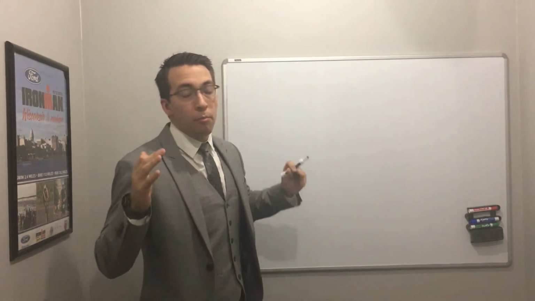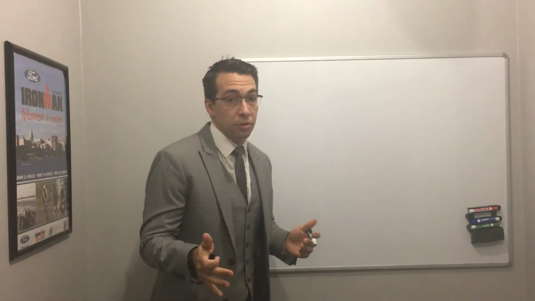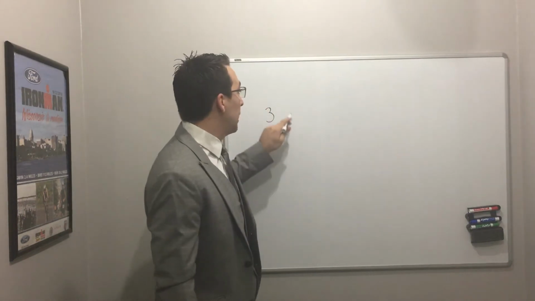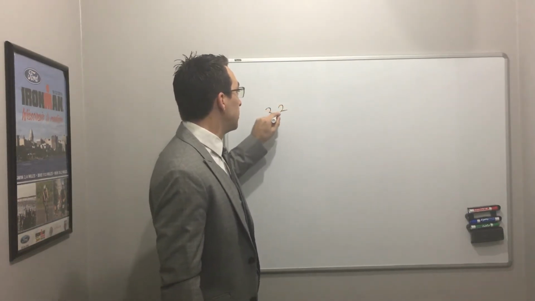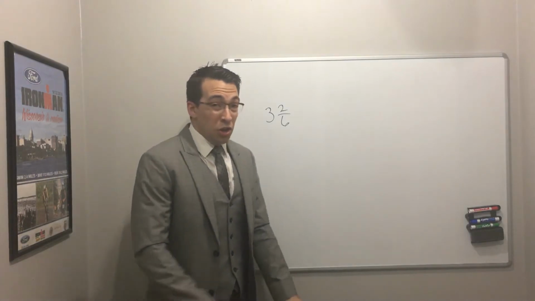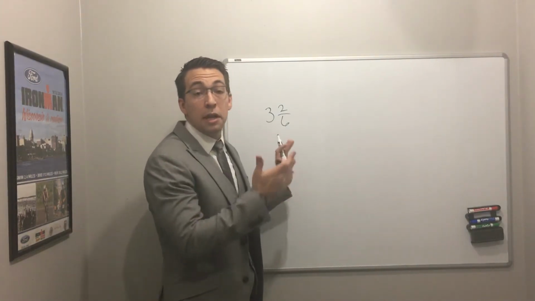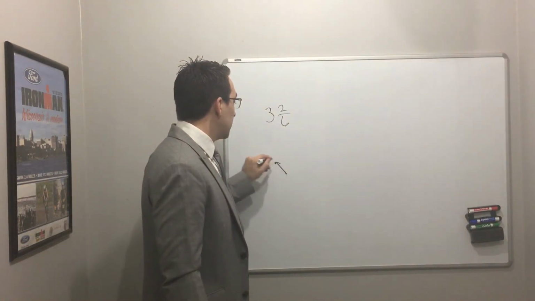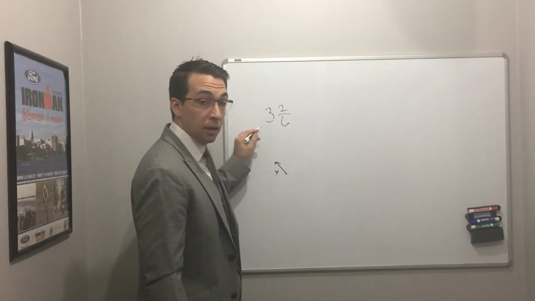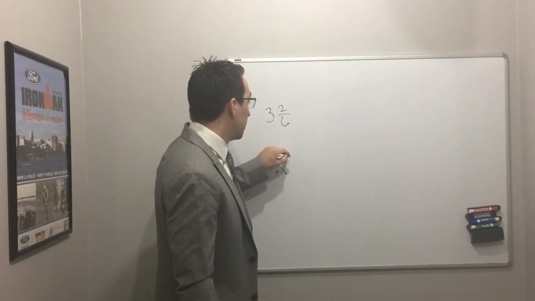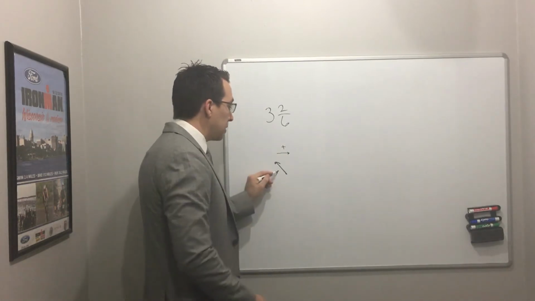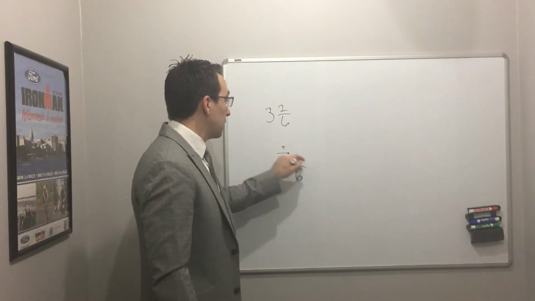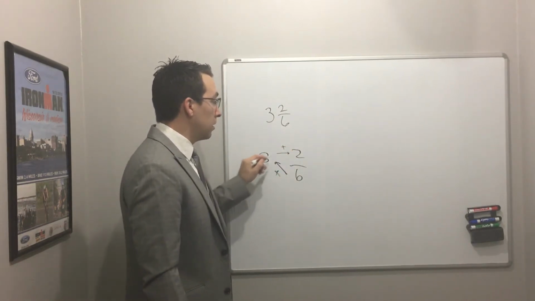So when you're multiplying mixed numbers, what we have to do is, let's say we have 3 and 2/6, you have to change this to an improper fraction. So how do you do that? You multiply 6 times 3, and then you add, right? So here's my multiplication symbol, and then my addition symbol. So 6 times 3 plus 2.